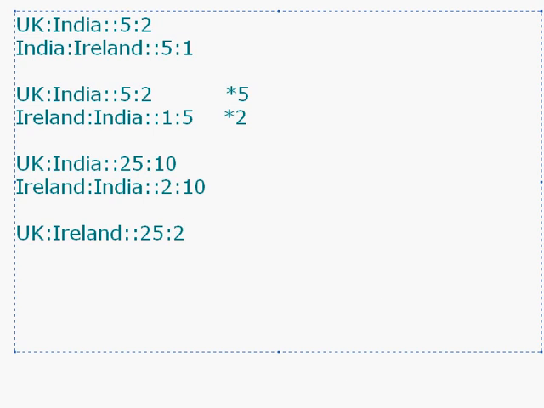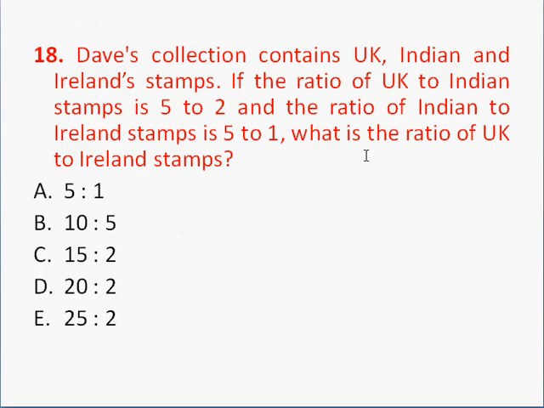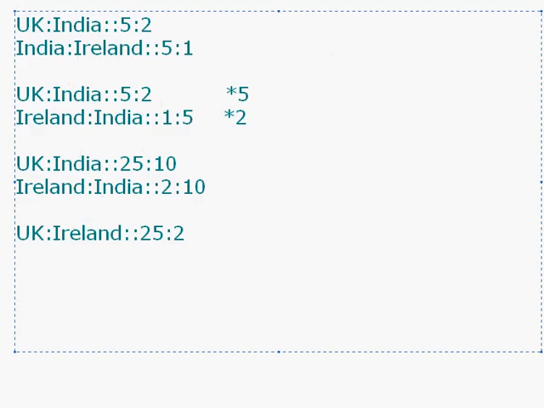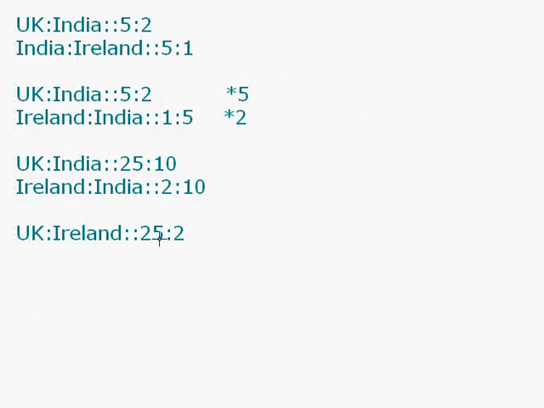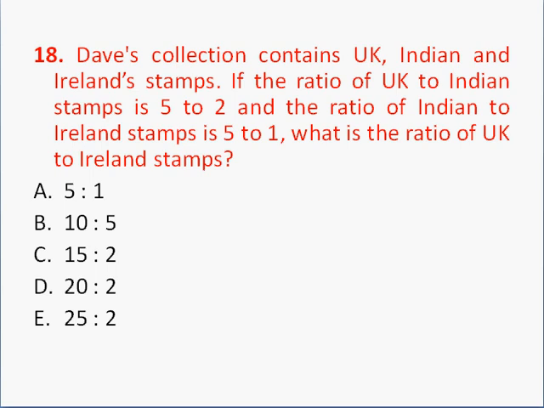Now what are we required to find out in the question? What is the ratio of UK to Ireland stamps? That's what we found. UK to Ireland stamps is in the ratio 25:2. So let's check whether it's there or not. So yes, option E is correct. 25:2 is the ratio of UK to Ireland stamps.